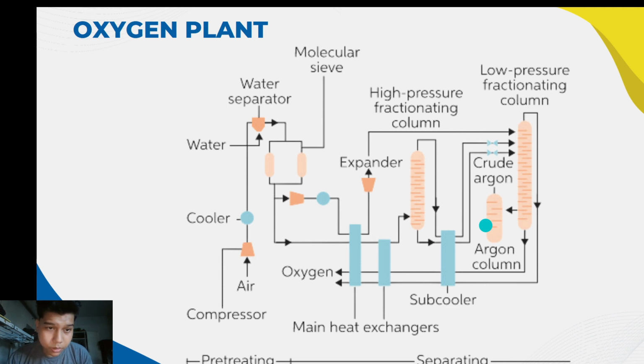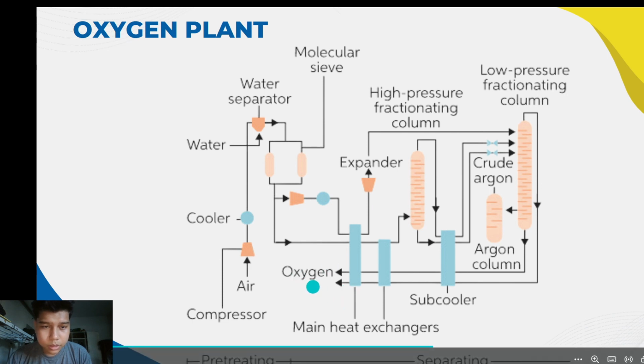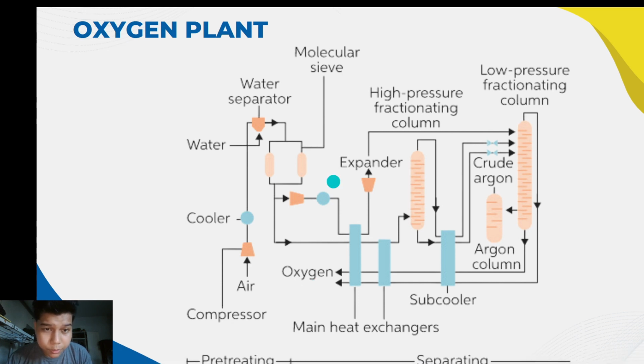As the crude liquid oxygen works its way down the column, most of the remaining nitrogen and argon separate, leaving 99.5% pure oxygen at the bottom of the column. Meanwhile, the nitrogen or argon vapor from the top of the high-pressure column is cooled further in the subcooler. The mixed vapor is allowed to expand to nearly atmospheric pressure and is fed into the top of the low-pressure fractioning column.